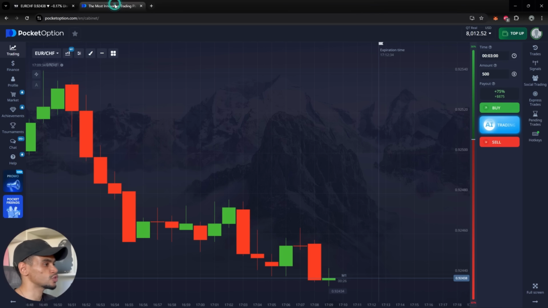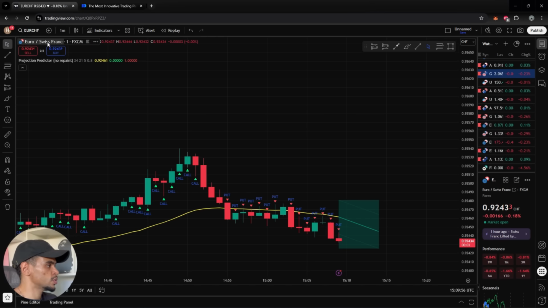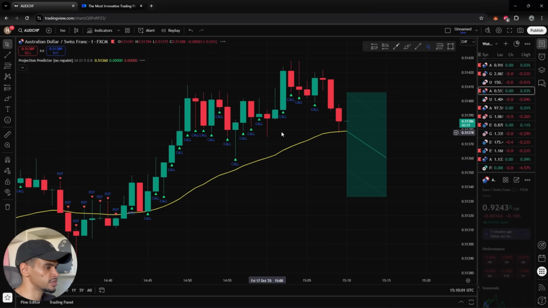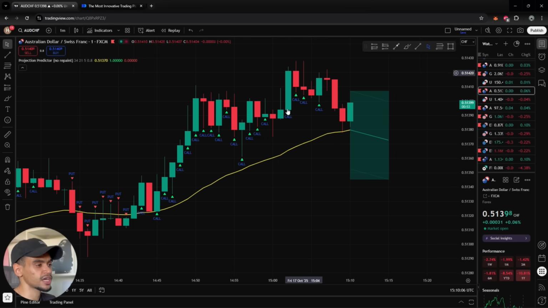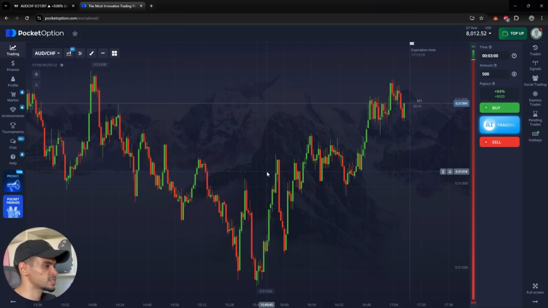Let's once again look for the asset that we want to trade, and let's find the one that will bring us more profit, right? Let's go. Now let's look at Australian dollar Swiss franc. Let's see what the situation looks like and what the chart is telling us. Right now we have no signal from the indicator. So what are my steps? I'm simply going to wait for the indicator to give me a signal, and right now I can just look at the situation and see what's going on.